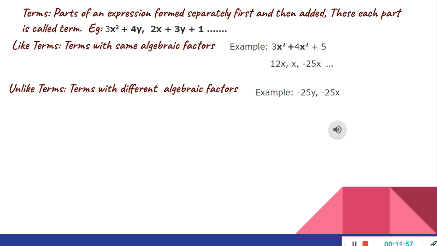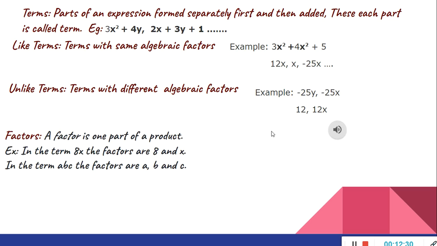So, whether the numerical factors are the same or different, that doesn't matter. But if their algebraic factors are the same, then they are like terms. If algebraic factors are different, then unlike terms. Similarly, if you compare 12 and 12x, these are again unlike terms. Clear? Now what is a factor?